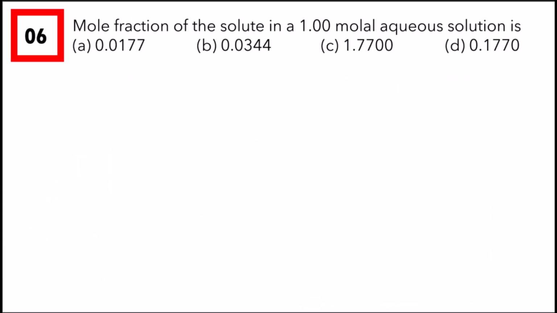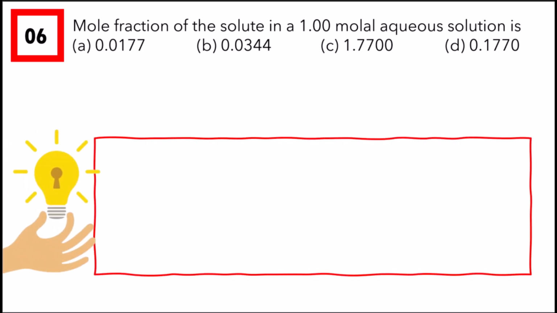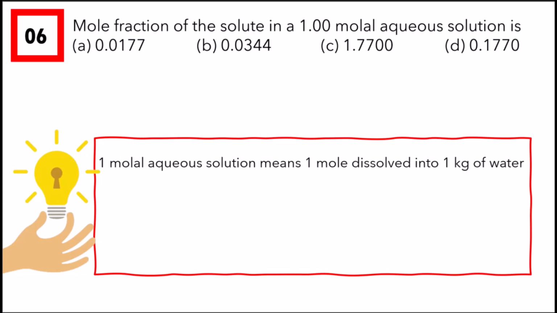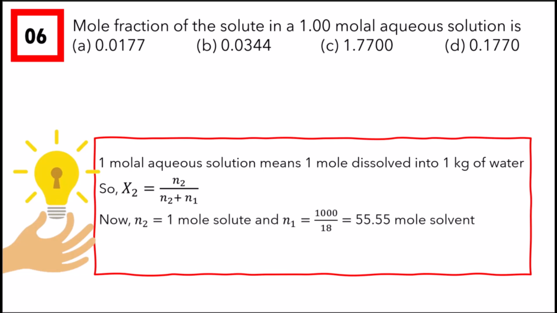Next is about the mole fraction. Here, a 1 molar aqueous solution is given. 1 molar aqueous means 1 mole dissolved in 1 kilogram of water. So you get the moles of solute, and the solvent is 1 kg. The moles of solvent is 55.55, since 1 kg of water is equal to 1000 gram, and 1000 by 18 is equal to 55.55. So finally we get the mole fraction 0.0177, that is option A. The important point in this question is decoding the 1 molar term.